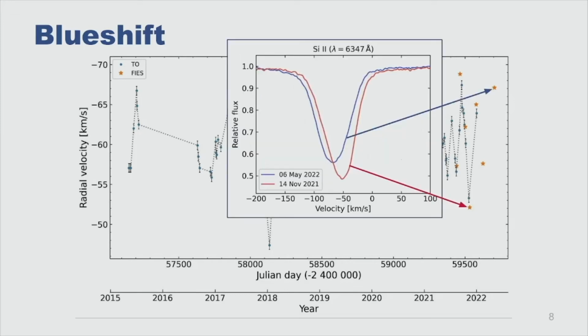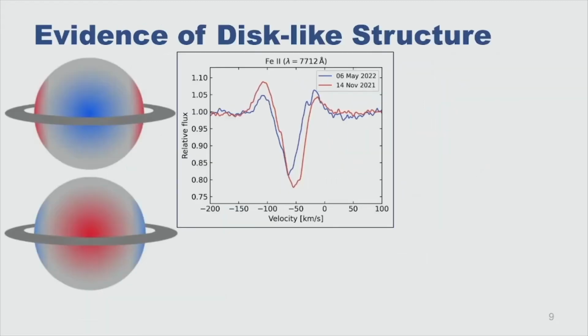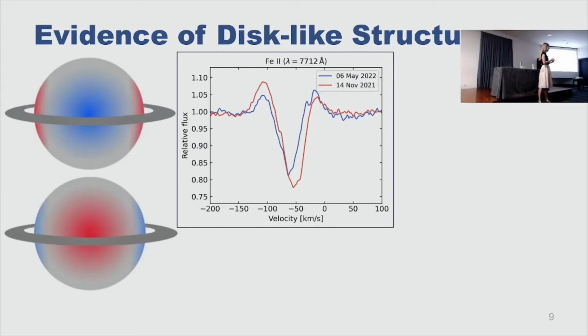And we determine the radial velocities based on a few very strong lines in the star spectrum. This is an example of a silicon line. And you can see the lines in 2 different epochs, about 6 months apart. But to characterize the star's surroundings better, we need some more interesting lines. For example, the ionized iron line.